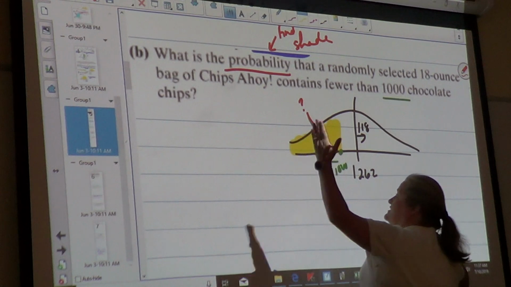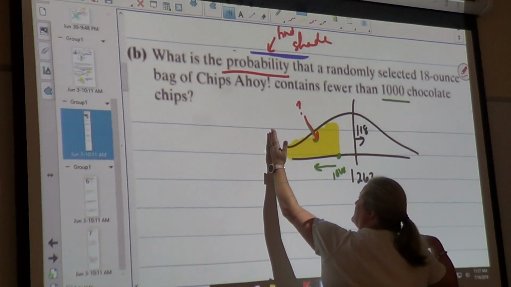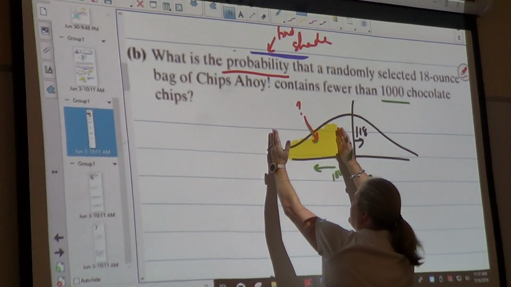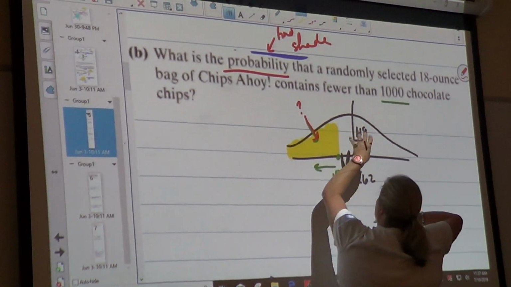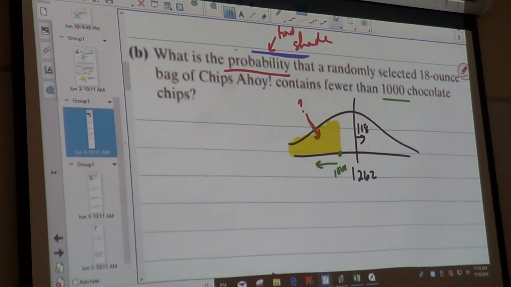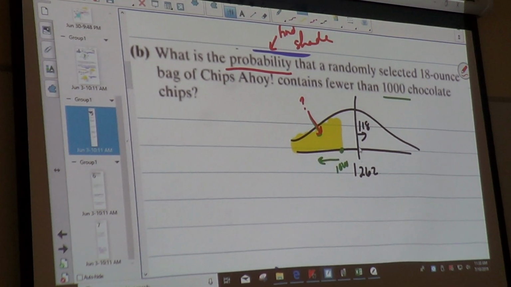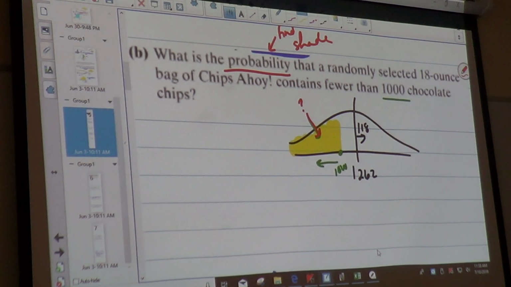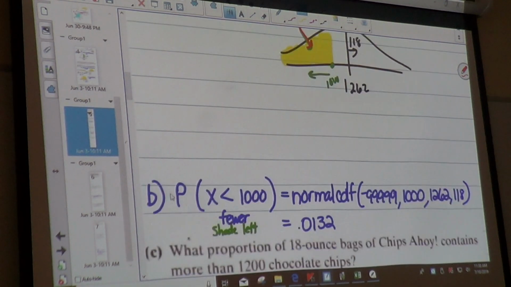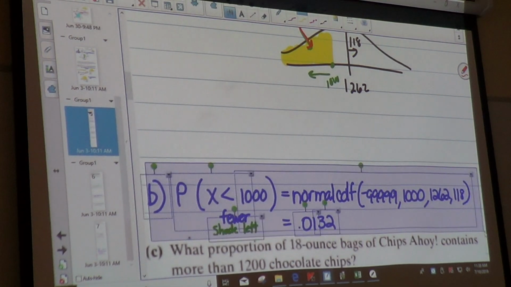Normal. Where does the shade begin? Negative 9999. Where does it end? 1,000. What is my mean? And my standard deviation? I would argue it begins at 0. For this one, yes, because you can't have a negative infinity.